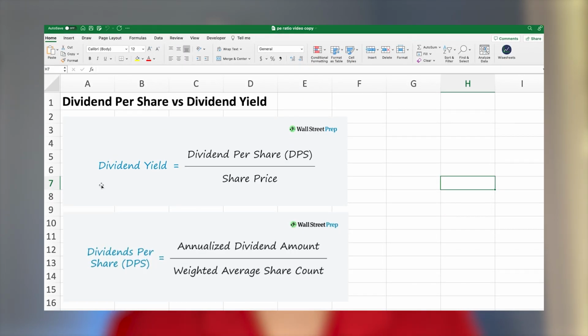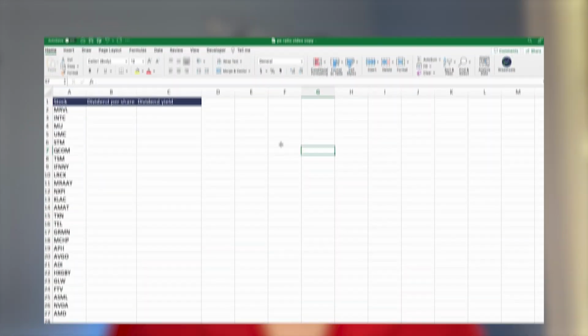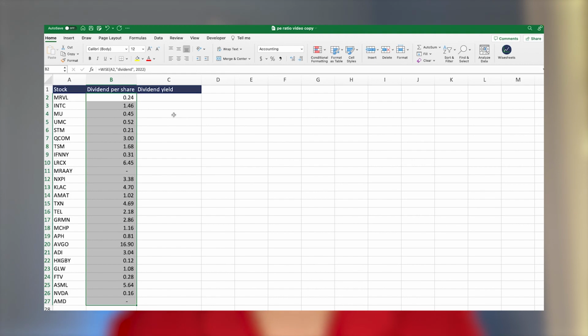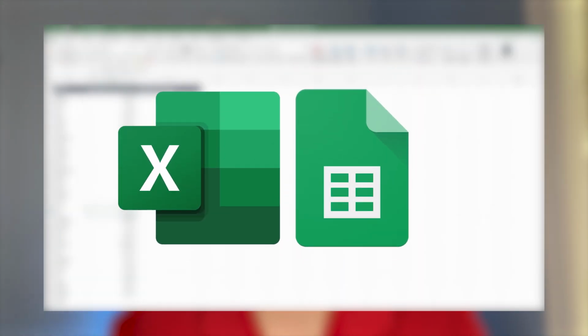So in this video, I'm gonna go ahead and explain to you the difference between these two metrics, and also if you stay until the end of the video, I'm gonna share with you how you can get both of these two metrics automatically calculated for you for any particular stock or ETF that you like on your Excel and Google Sheet spreadsheet.